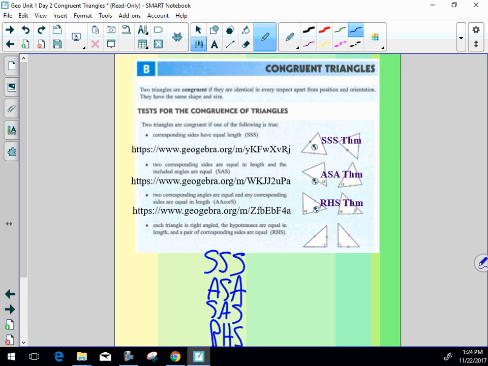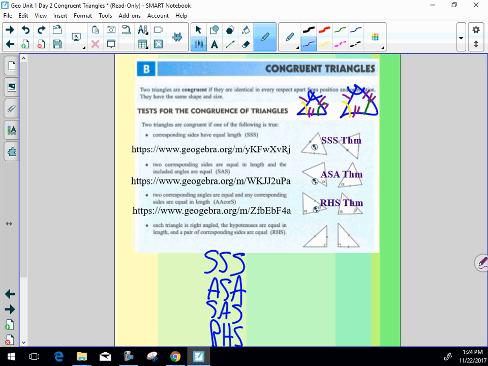So when we look at congruence, you said it before, two triangles where the angles are the same and the sides are all the same. So these sides, these sides, these sides. That's what I mean by congruent triangles.